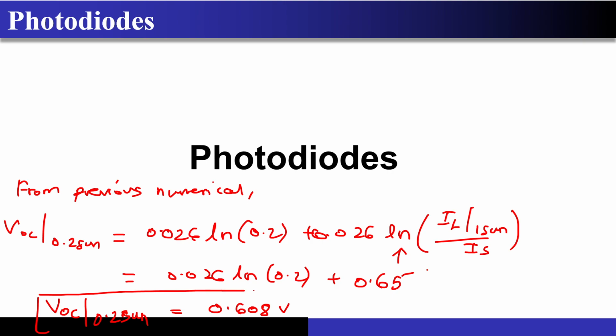So the open circuit voltage has now decreased. Correct? And it makes sense because this term is negative over here. Correct? So I hope this question is very clear.